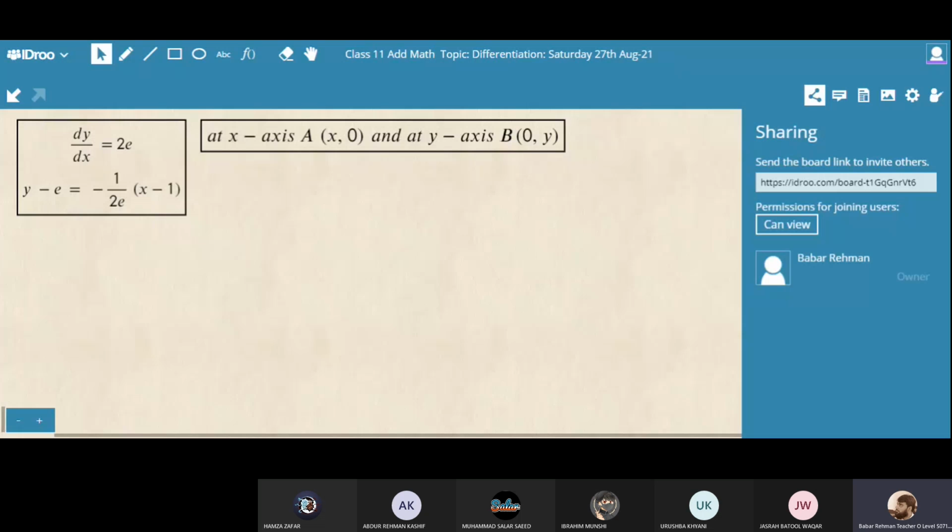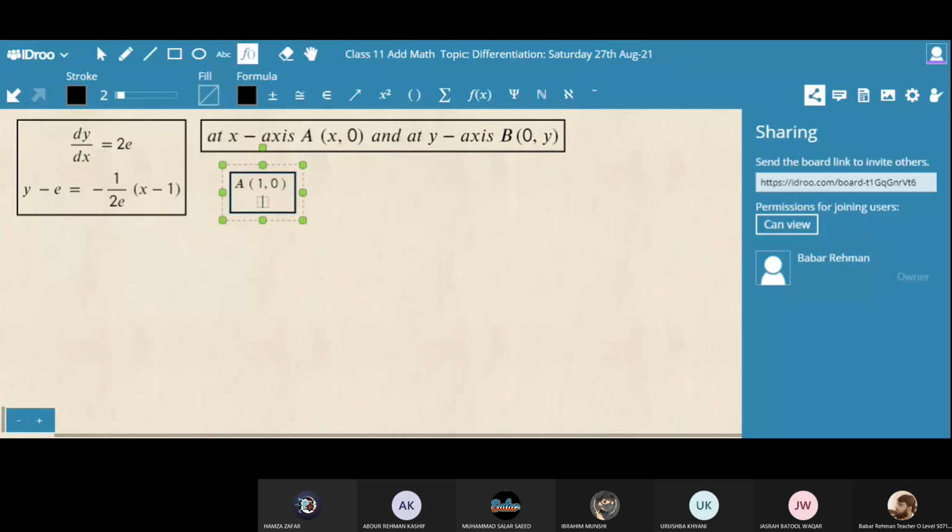Sir, at A, x equals 1 and y equals 0. Hamza Zafar, tell me what are the coordinates of A coming? 1, comma 0. What about other students? Please verify this point. And Hamza, what is y? Sir, y is 0. Yes, sir, at point A.